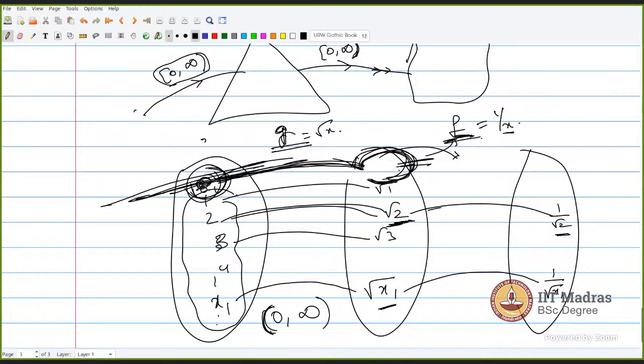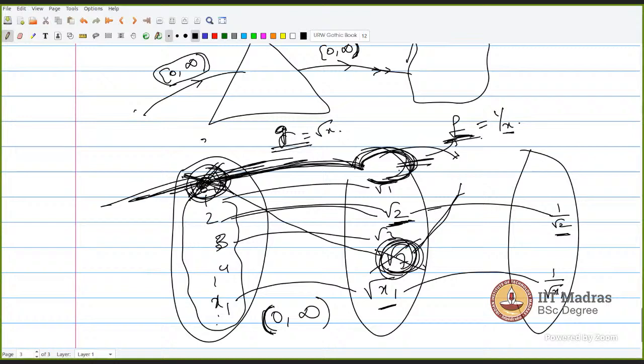Even this one, if 0 is mapping to some root 7, just say root 7. If 0 is mapping to root 7 and root 7 is not in the domain of f, you have to remove this root 7 as well as this 0 again. People usually tend to remove only this root 7.